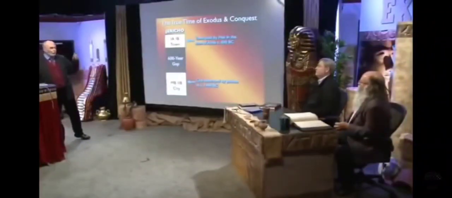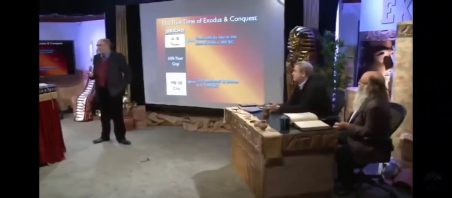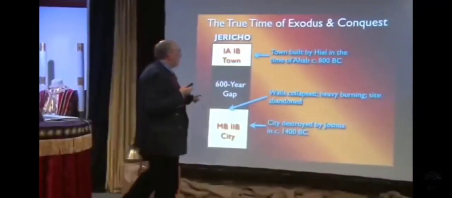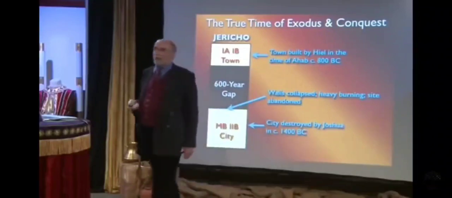Okay. And it's caused by the Israelites and God, destroying the Egyptians. The walls collapse at Jericho. There's heavy burning of the site, and the site is abandoned, as I say, for 600 years, just as in the biblical story.